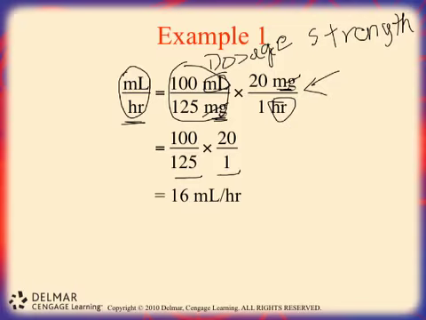And when you work that out, you would come out with 16 milliliters per hour would deliver 20 milligrams per hour using the 125 milligrams per 100 milliliter dosage strength.